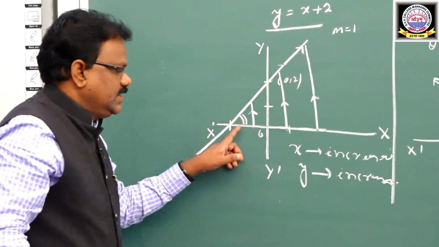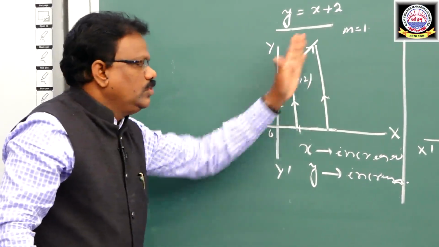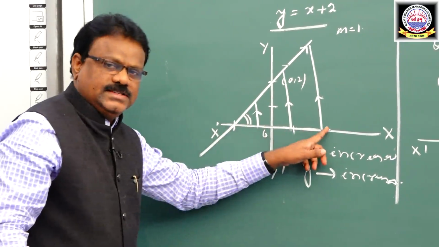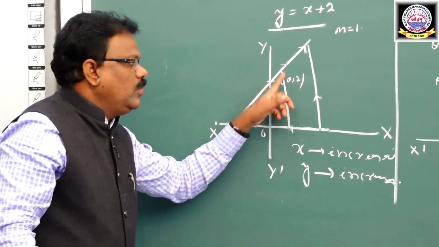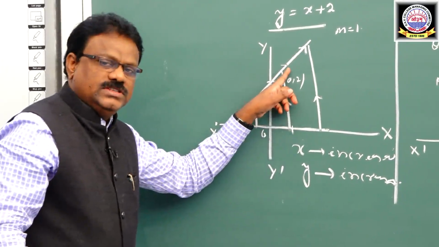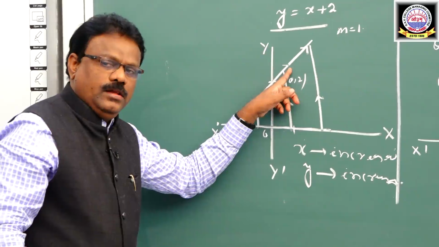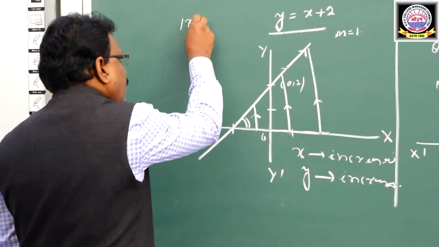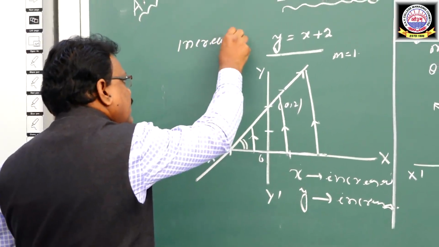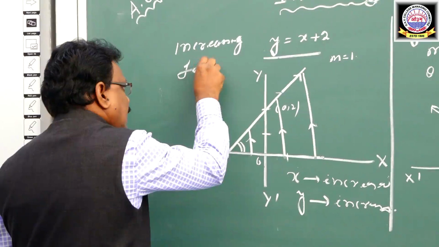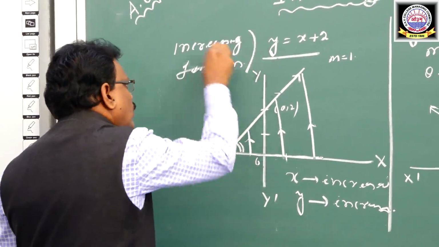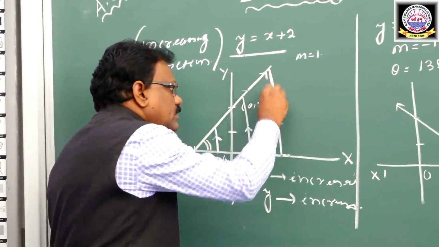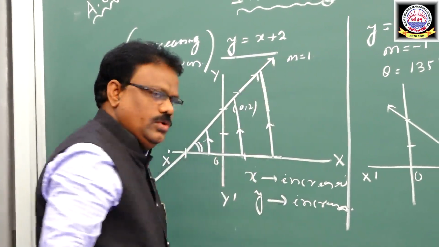So, dear students, once again you see, throughout the domain of this graph, when the value of x increases, the corresponding value of y increases. So, this is an example of an increasing function, and it is increasing throughout the domain.